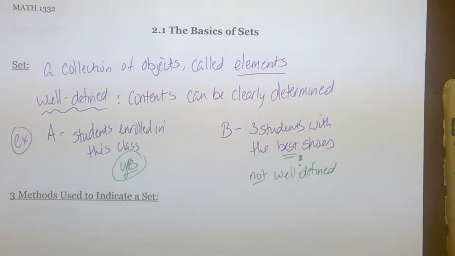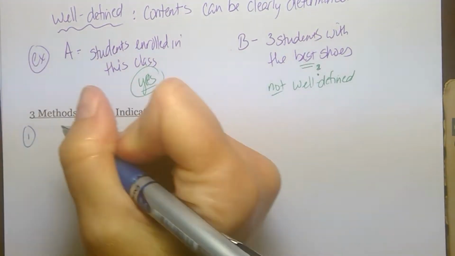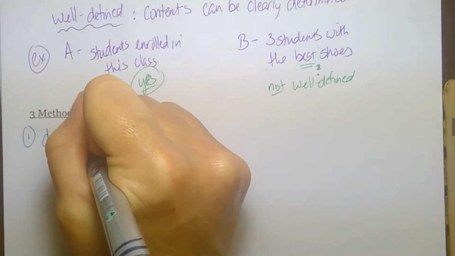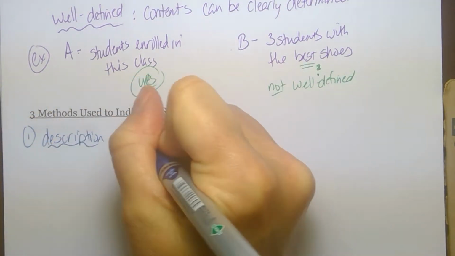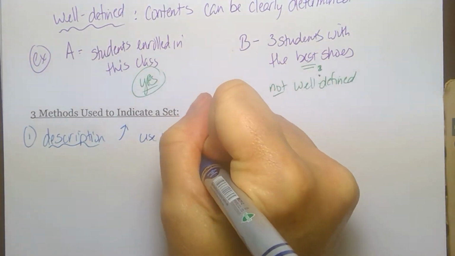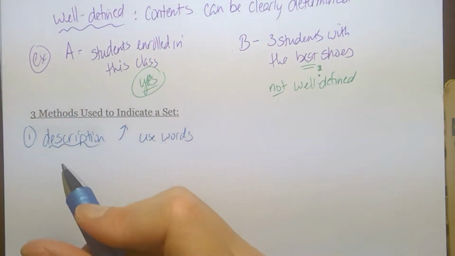There are three different methods that you can use to indicate a set. So, three different ways to show that something is a set. The first method is the description method, and that's what we just did up there. We just used words to describe what elements are involved in the set. So the description method is really straightforward and simple.